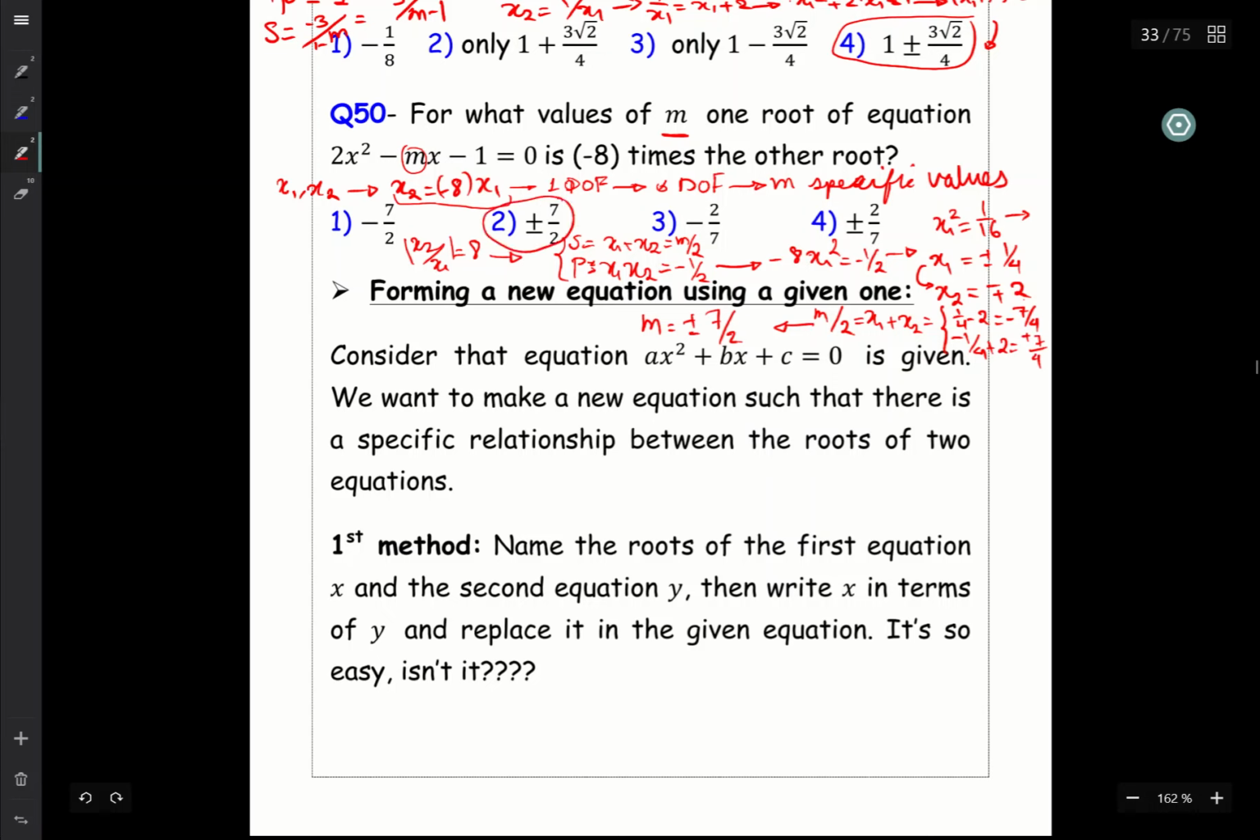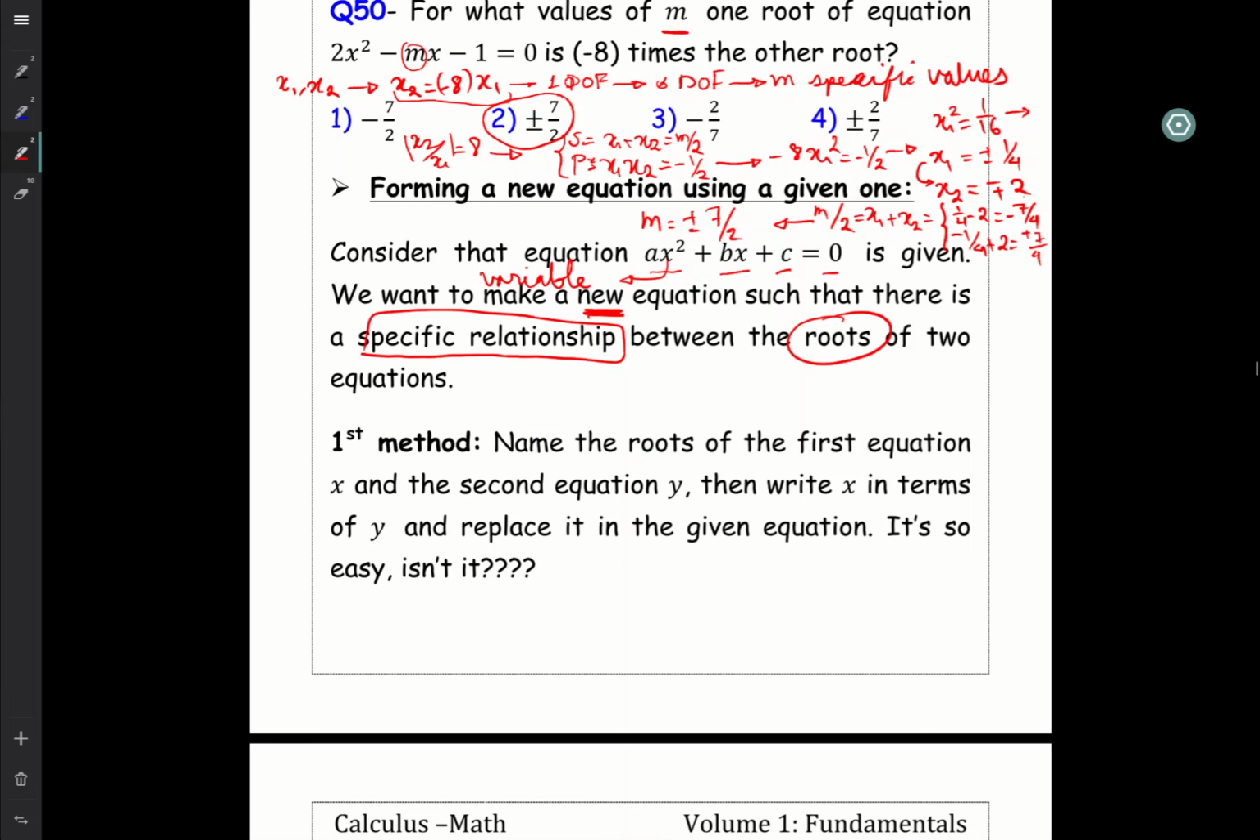All right. Now let's look at another interesting thing about quadratic equations. Let's consider that a quadratic equation ax squared plus bx plus c equals 0 is given, okay? And our variable here is x. What we want to do is to make a new quadratic equation such that there is a specific relation between the roots of the two equations, okay? And the question is how to actually make that. What is that other quadratic equation?